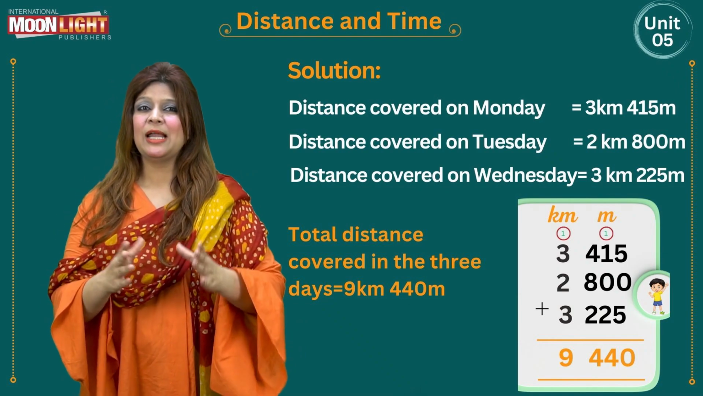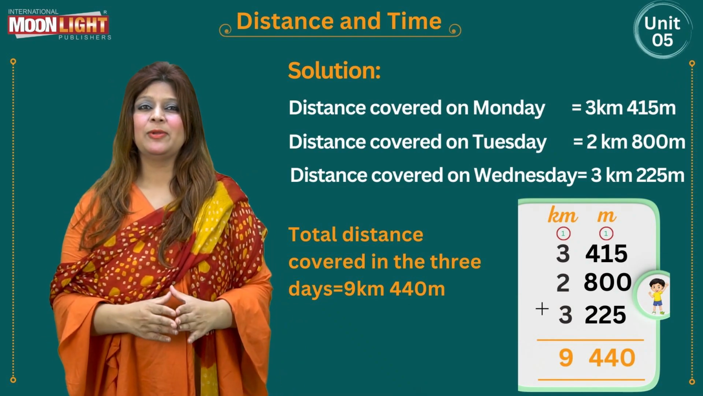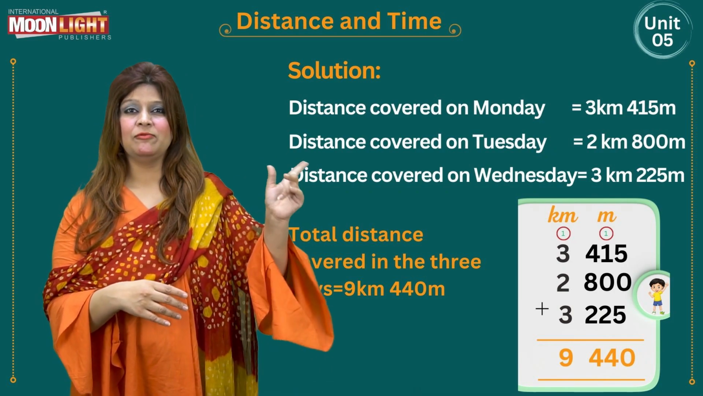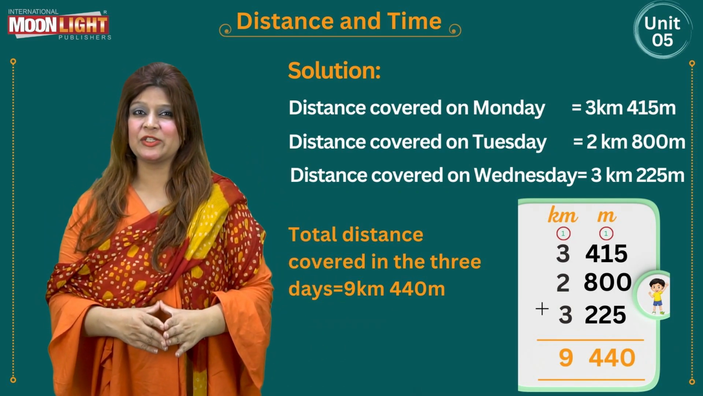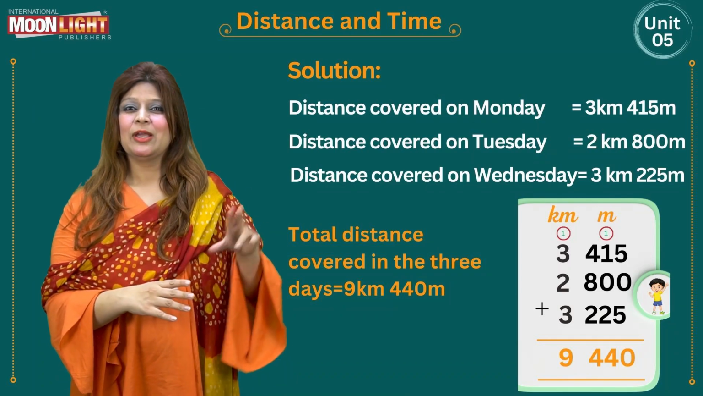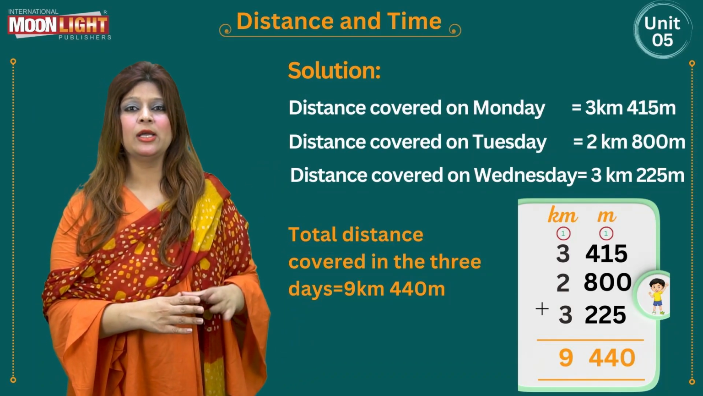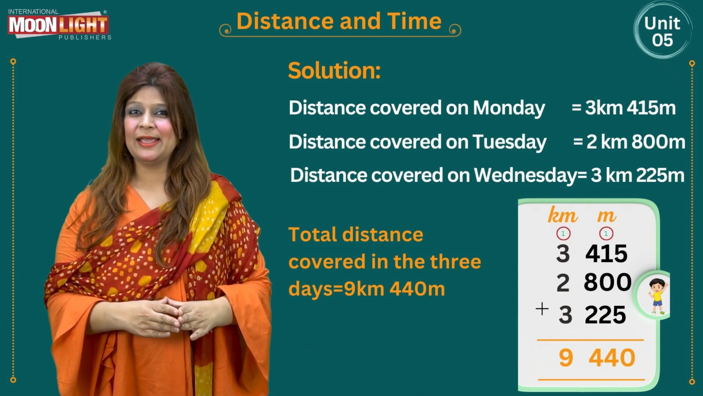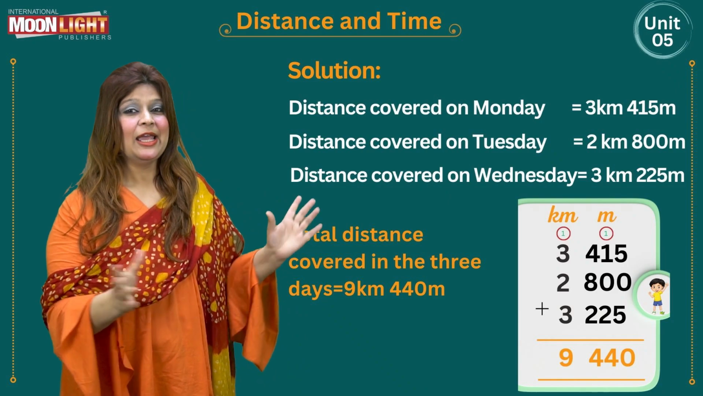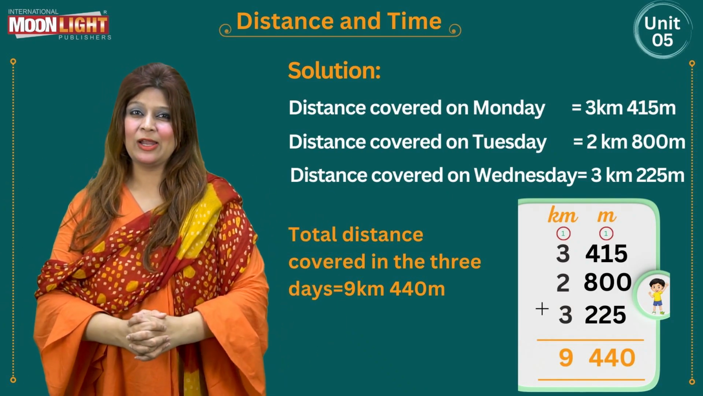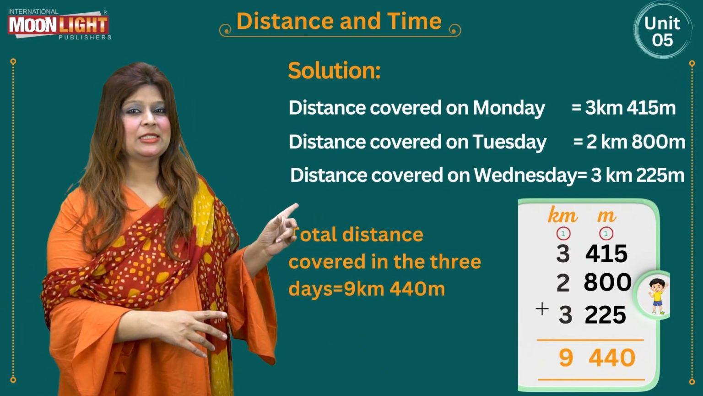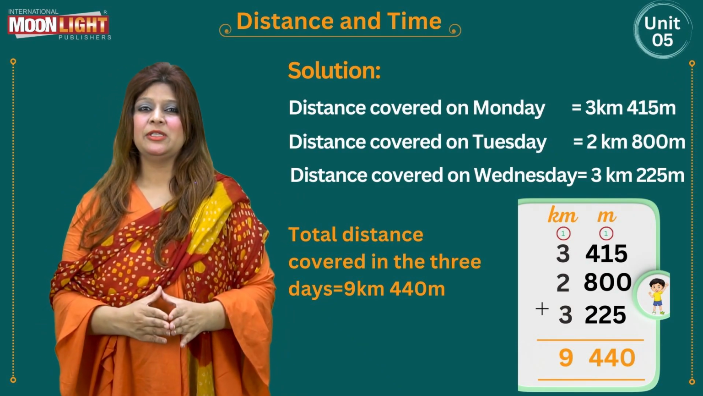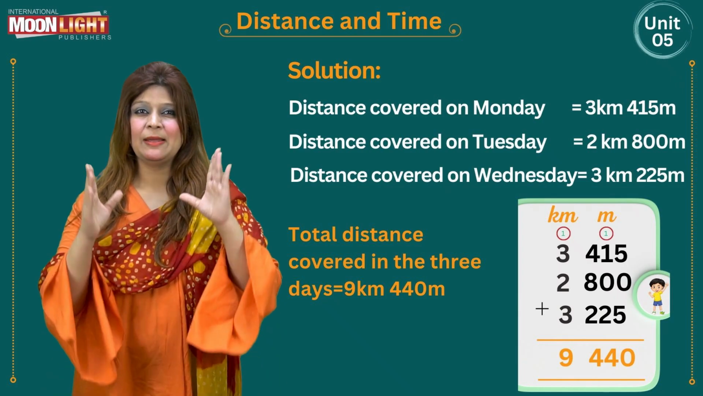Now 4 plus 8 is 12. 12 plus 2 is 14. So 4 will come over here and 1 will go over there in kilometer section as a carry. So 3 plus 1 is 4. Plus 2 is 6. Plus 3 is 9. So I'm going to write 9 over here. And by saying it overall like this, total distance covered in 3 days is equal to 9 kilometer 440 meters.